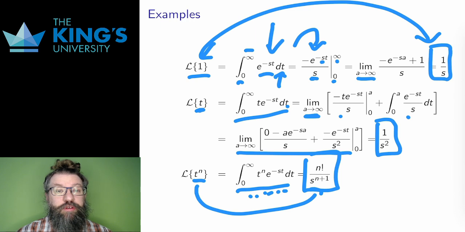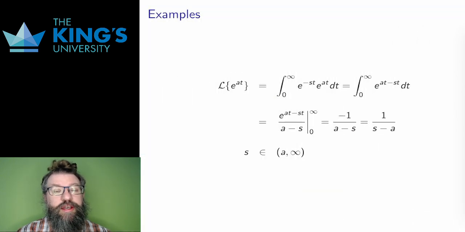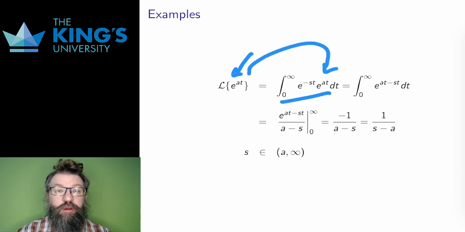Alright, so we have our first lesson. Powers of t turn into reciprocal powers of s. That's not bad. Now what about some other functions? Well, let me look at the exponential. Here is the integral definition with e to the at as the function I'm starting with. And this is actually not a bad integral at all. In the limit, the result is the function 1 over s minus a.